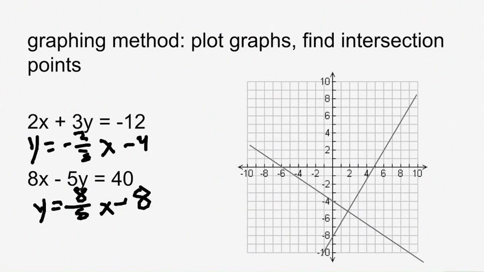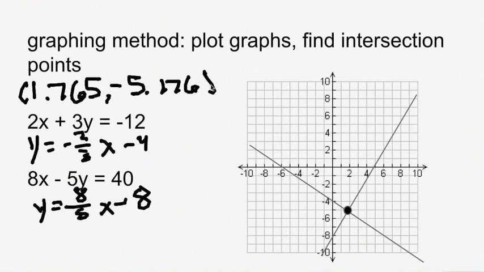And then if we find the intersection point, it is right where they intersect, so right there. And that point is (1.765, -5.176). And that is a lot easier if you have a calculator to go with it.